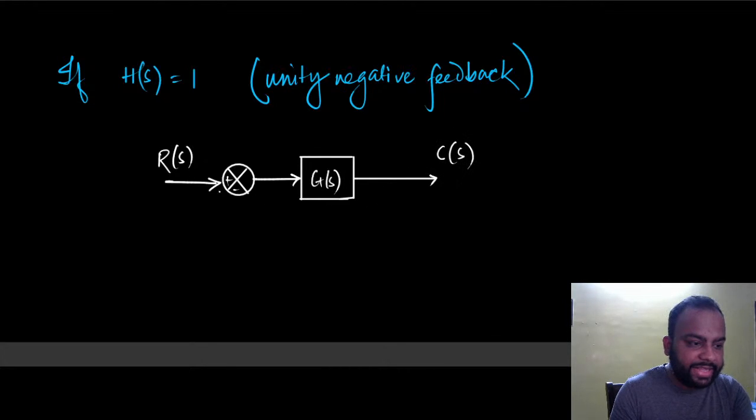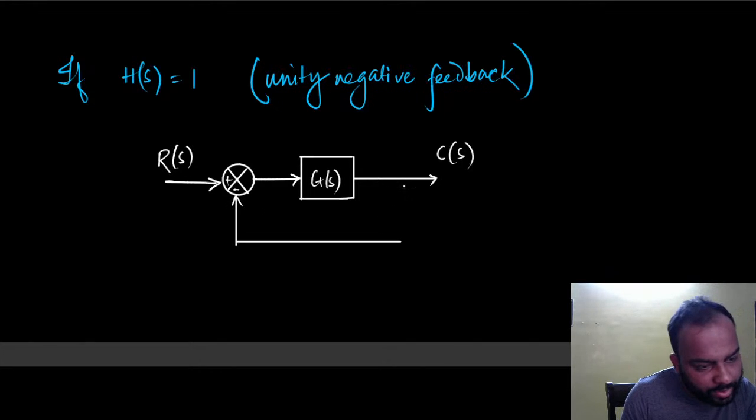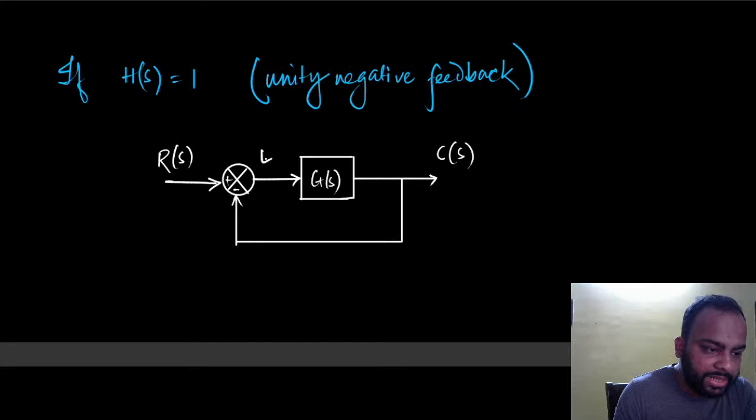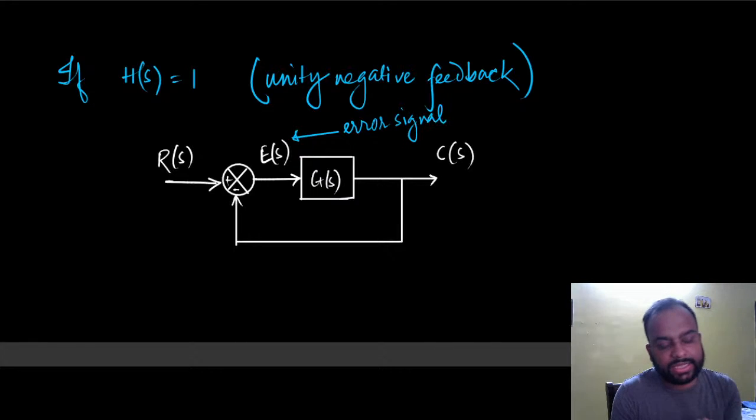Now what if I feed this back to the system without any modification here? So essentially H(s) is equal to 1. Then we are directly comparing the reference input with the output here. Then this signal is no longer the actuating error signal, but instead this is called the error signal. This is just the error signal now. So error signal is essentially the difference between the reference input and the output, or the control variable here.